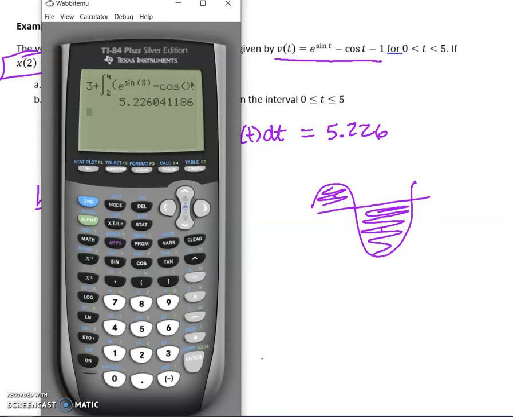So when we go to put this in, I'm going to do integral again, and this time I'm going from 0 to 5. And I want to do the absolute value. Now, there's places to get it, but I find the easiest is to go to catalog. So second, 0 is that catalog button. It's the first choice. So then it puts in my absolute value. And then I'm going to put all of that function back in, being very careful to close off parentheses when I need to.